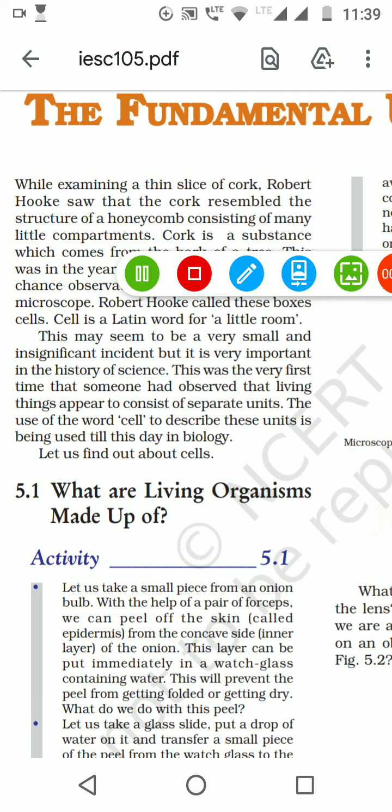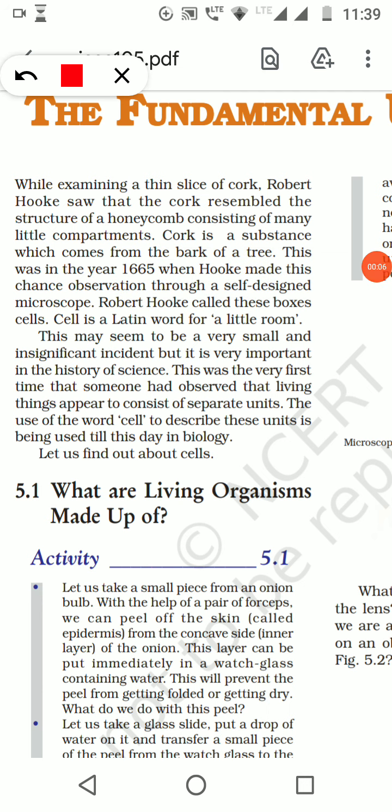Hello friends, today we will be looking at Class 9, the fundamental unit of life. So what is the fundamental unit of life? It is the cell. Cell is the fundamental unit of life.